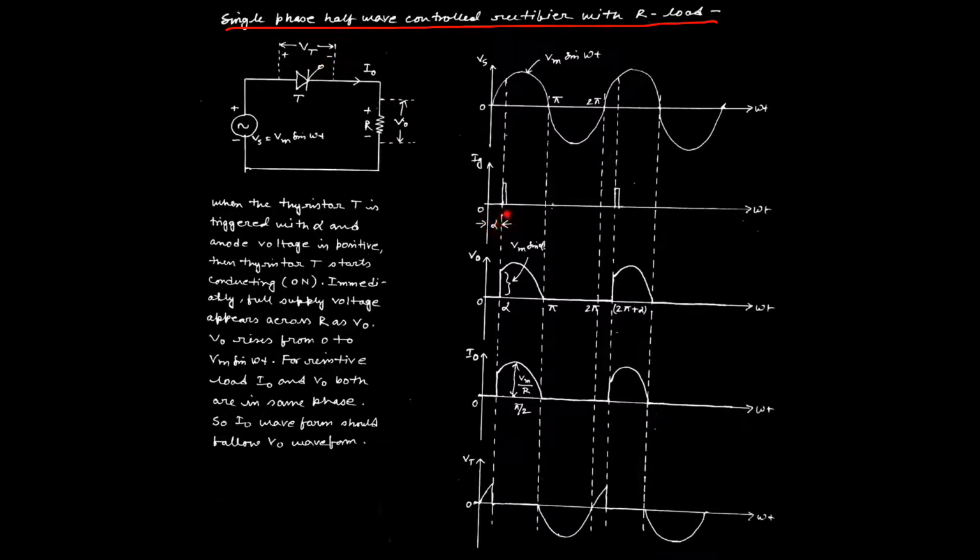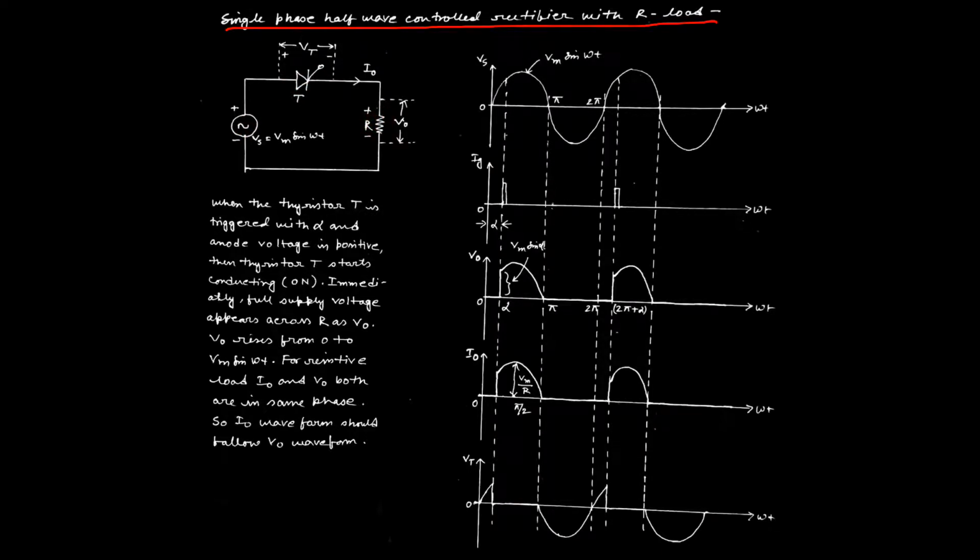So when we have given the gate pulse across the gate after alpha, then the switch will be closed. That means the switch is in the on state and it is behaving like a short circuit. That means immediately the supply voltage will be reflected on the load terminal.